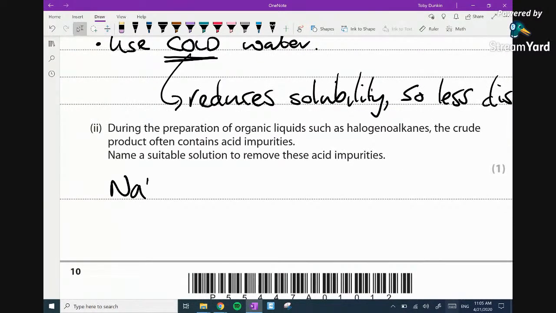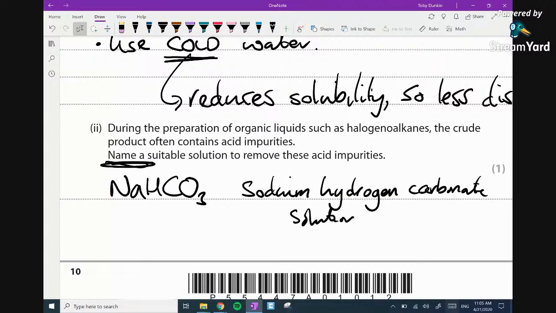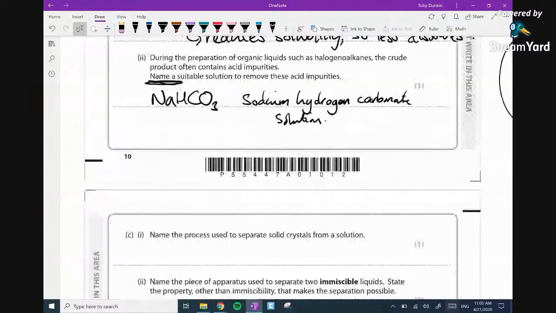Name a suitable solution. Sodium hydrogen carbonate solution. You could use sodium carbonate, but you wouldn't. Sodium hydrogen carbonate solution, there you go. There's my answer. It's a weak base, and therefore won't react with the haloalkane.